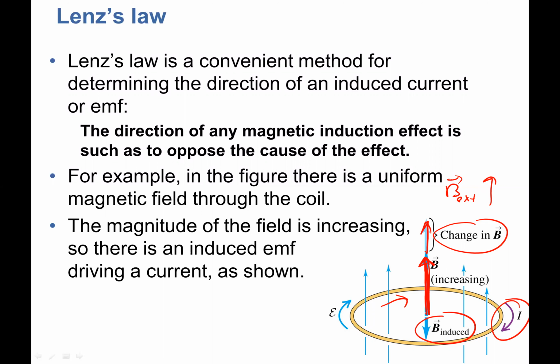So the magnitude of the field is increasing, so there's an induced EMF driving a current clockwise, so that the induced magnetic field will try to fight that change. It's going to try to oppose that change.